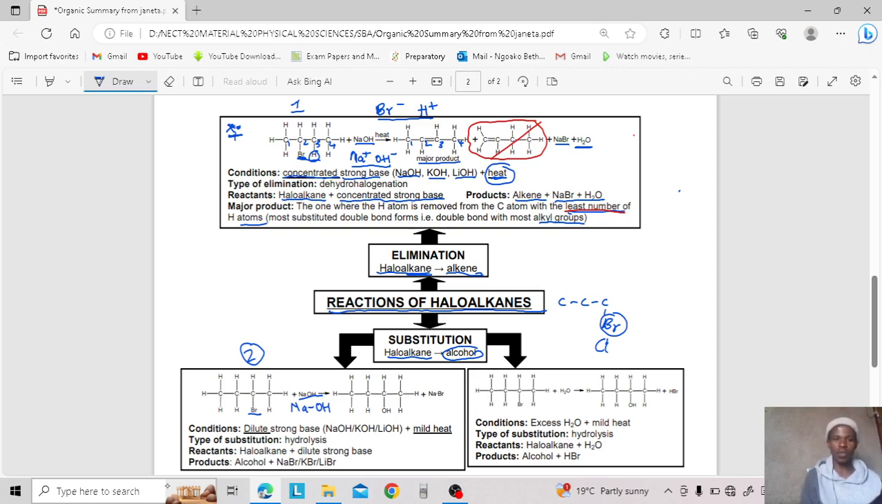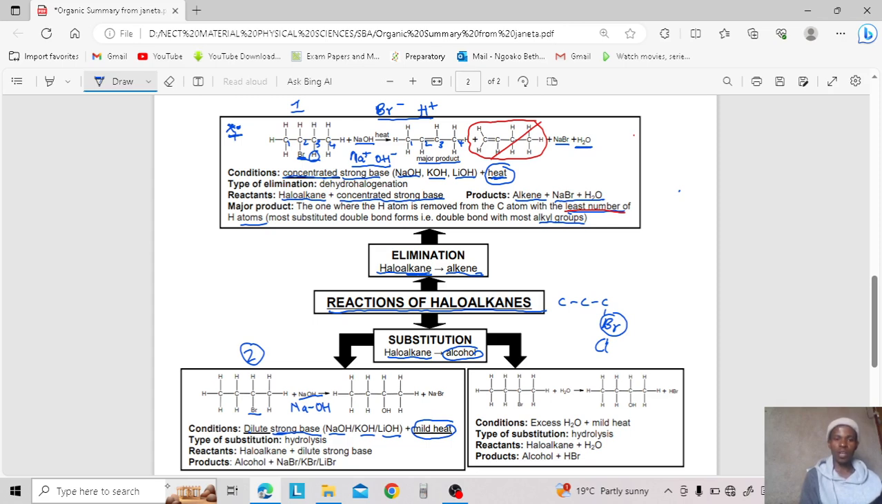So now the condition for this, we're saying for us to have an alcohol, we're also going to have a dilute strong base. If concentrated, we're eliminating. But if it is just a strong base, NaOH, KOH, or lithium hydroxide, then they are dilute. So if you have a dilute strong base, then it means we must also use a mild heat. Then now we're going to substitute. So let's check how the substitution is done.